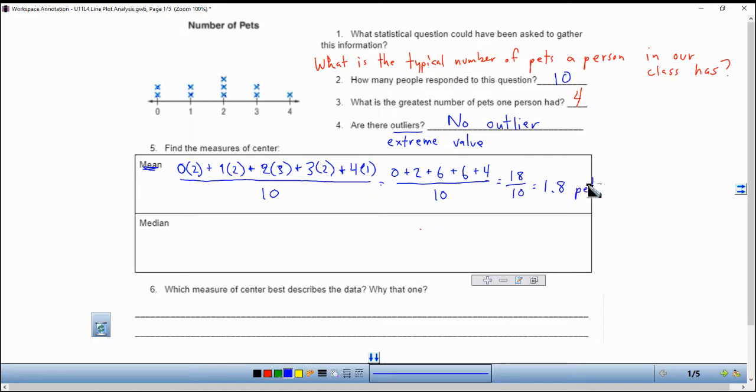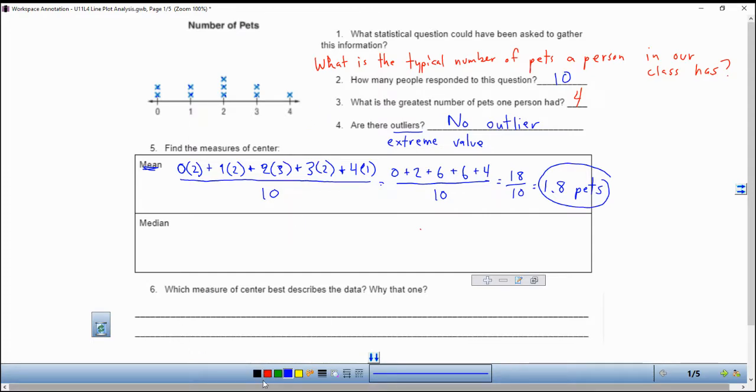So that seems reasonable because that's about the middle of the data, this number is saying. If you look at the line plot, 1.8 would be about right here. So that's kind of in the middle of the data. If we got like 5, that wouldn't make any sense because no one even had 5 pets or anywhere close, I guess, except for 4.